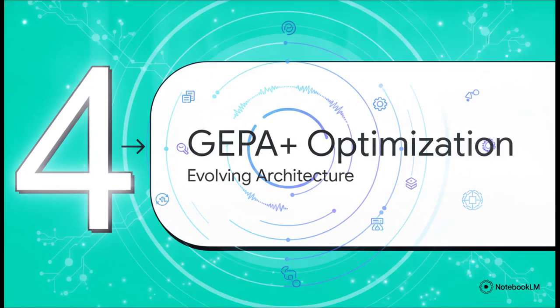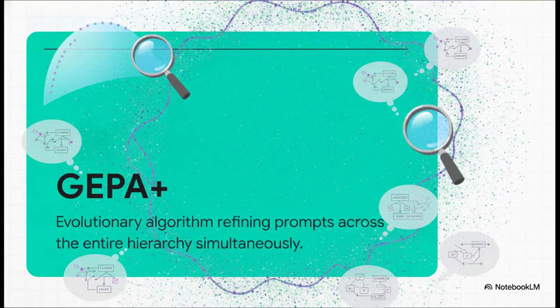Moving on to part 4, GEPA plus prompt optimization, evolving the architecture. So you might be wondering, how do you adapt these 4 roles for highly specialized domains without burning thousands of dollars on fine-tuning? Well, Sentient AGI introduces GEPA plus, or the Genetic Pareto Prompt Proposer. This is a slick evolutionary optimization algorithm, but the real genius here is that it refines prompts across the entire modular hierarchy at the exact same time. It guarantees that if you tweak a prompt for the planner, you aren't going to accidentally break the strict input-output contracts that the Executor or Aggregator rely on.